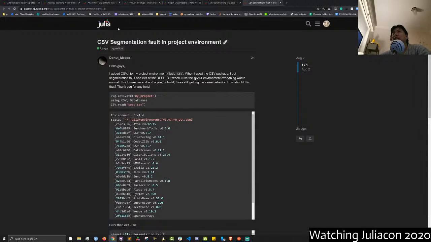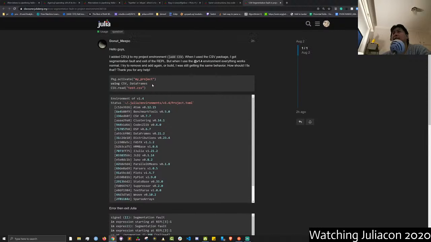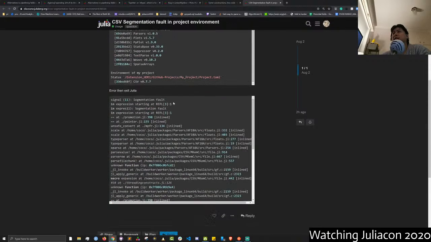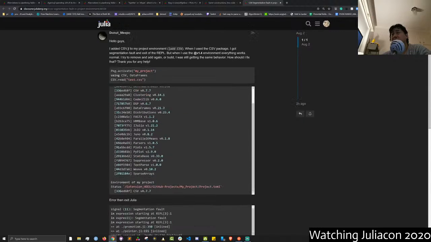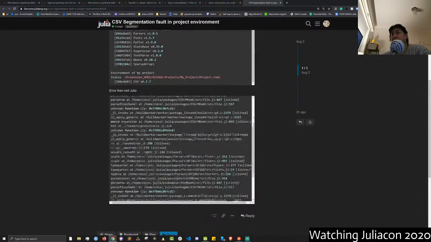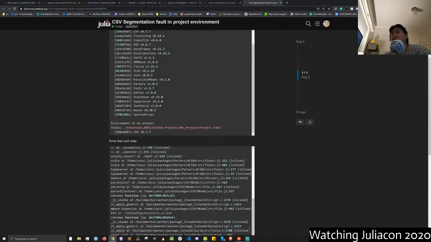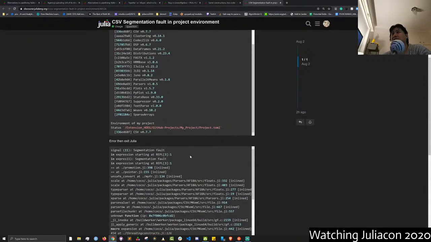Alright, what else is there? CSV segment fault in project environment. CSV. So activate my project. Read this. Straight segment faults. Interesting.